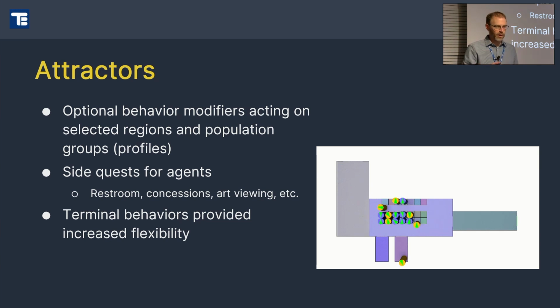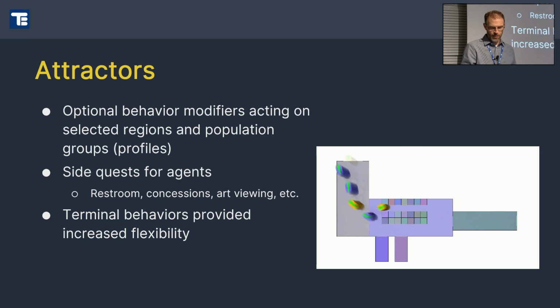Attractors is a new behavioral element that we've added, and it's basically an optional behavior setting that lets you modify the current behavior of an agent in the simulation. Basically, these act as side quests for an agent. It's something you want to interrupt their current behavior to do, like, oh, I need to make a trip to the restroom or go to the food stand, or it can even be used in a variety of other scenarios where you may want to optionally do something else in the middle of your journey. And then there's a set of terminal behaviors, like after you do the side journey, you might return to your main behavior journey, or you might change to another one.